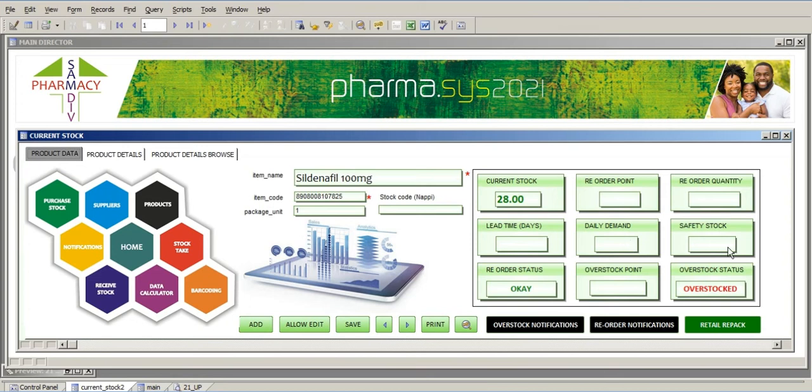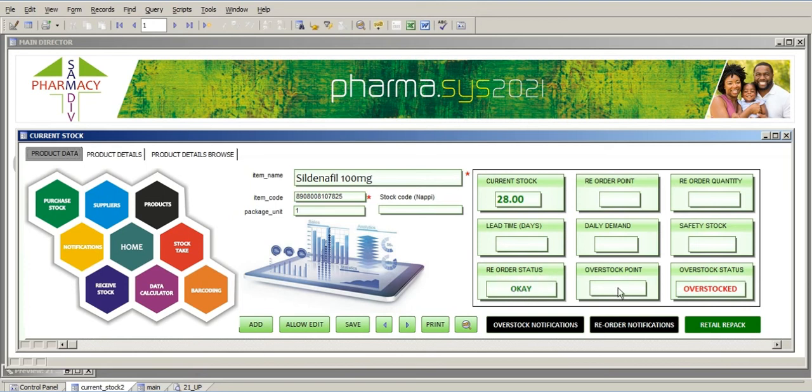Safety stock is the quantity that we add to our order quantity in order not to run out of stock. Then we have reorder status. Reorder status will tell us what our reorder status is. Now the reorder status here says okay because we have 28 in stock and we do not have anything in reorder point. That means reorder point is, assuming, 0. So the reorder status is telling us that we do have enough in stock, and that's why reorder status is okay.